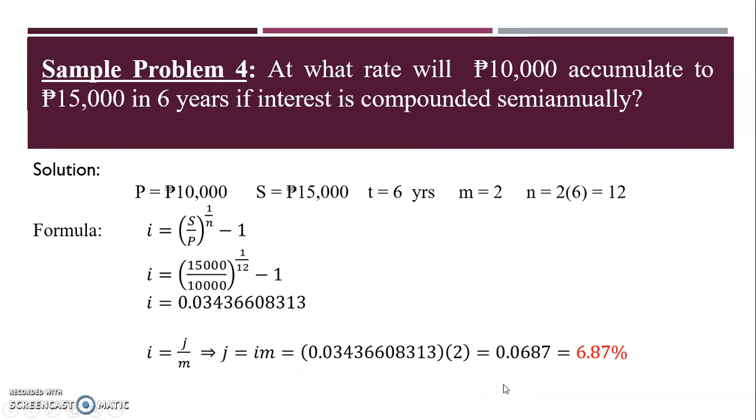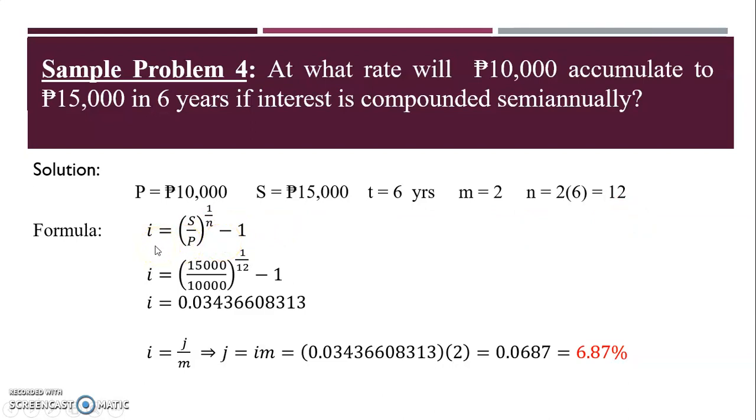So, in this problem, the missing is the rate. So, at what rate will 10,000 pesos accumulate to 15,000 in 6 years if interest is compounded semi-annually? So, given yung ating principal, which is 10,000, the compound amount, which is 15,000, yung time natin 6 years, then ang M is 2 because compounded semi-annually. Therefore, yung N natin is 2 times the time, which is 6. 2 times 6, 12.